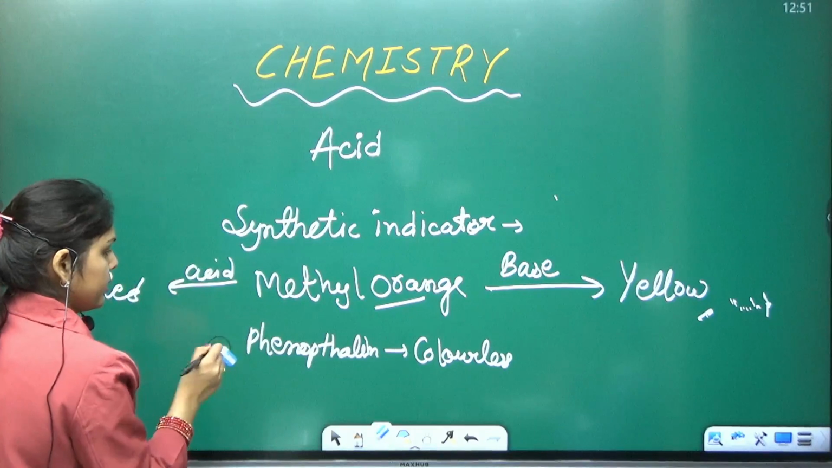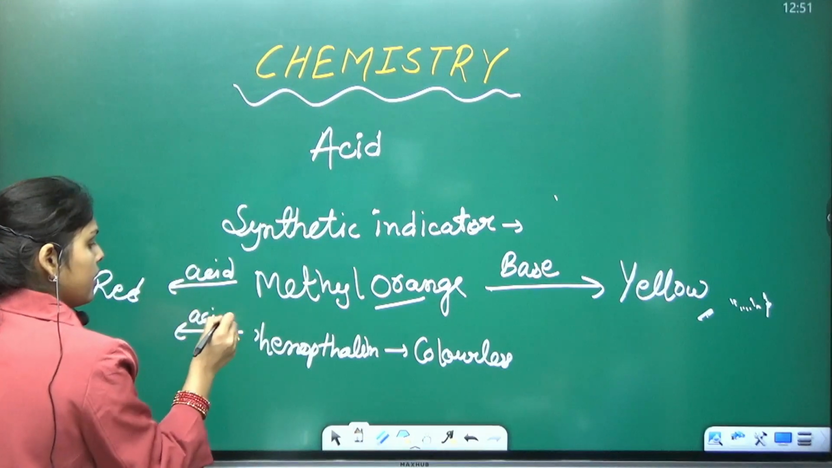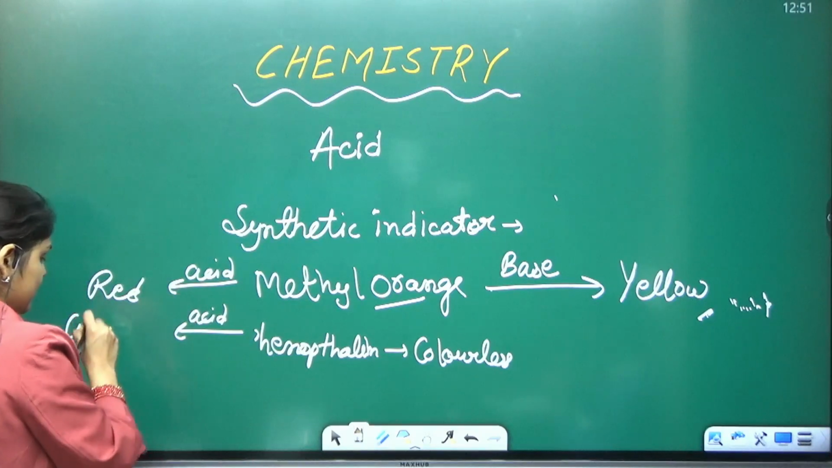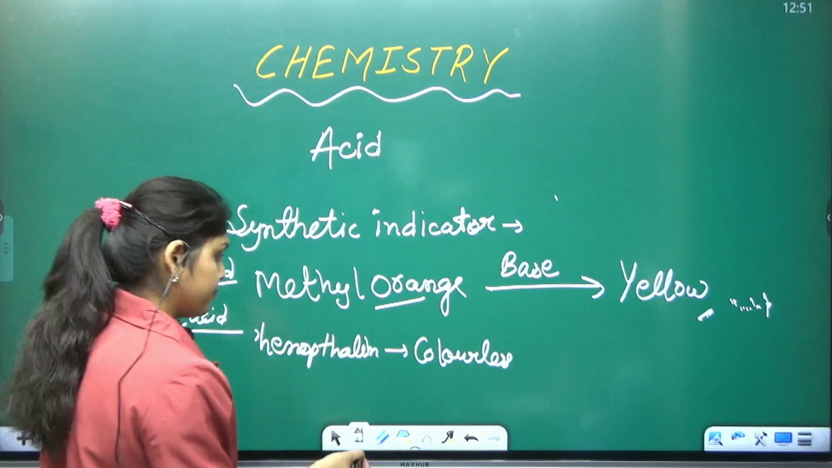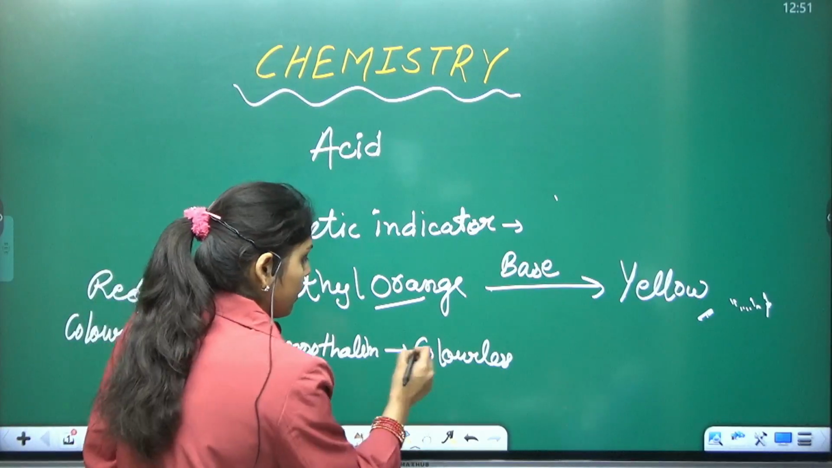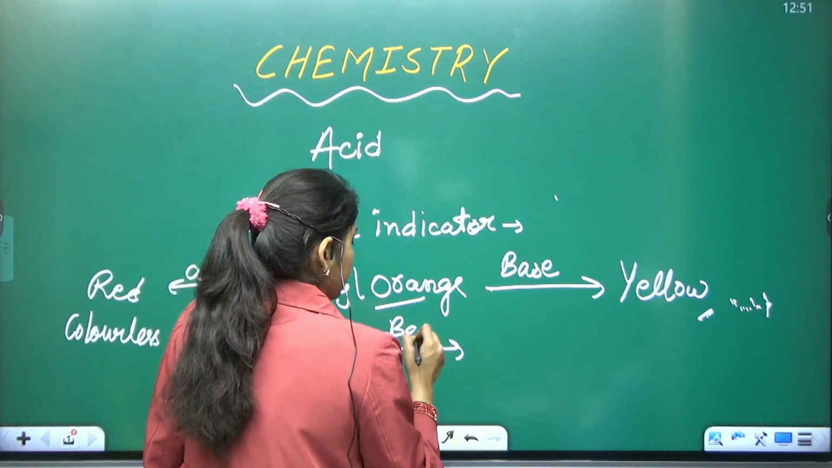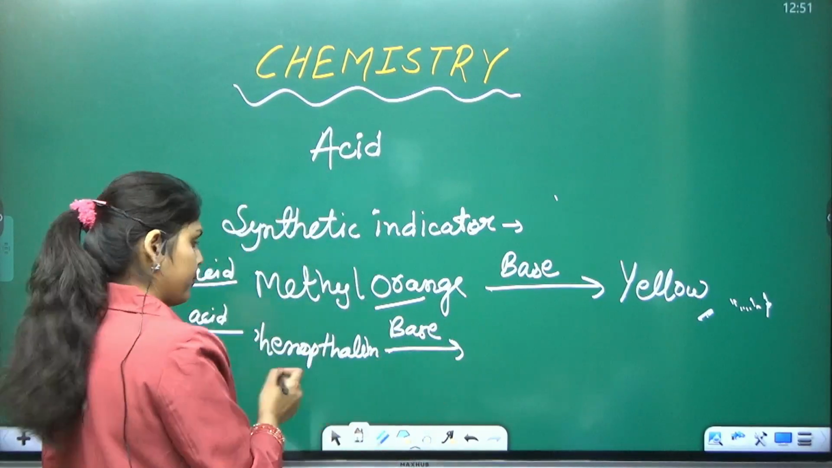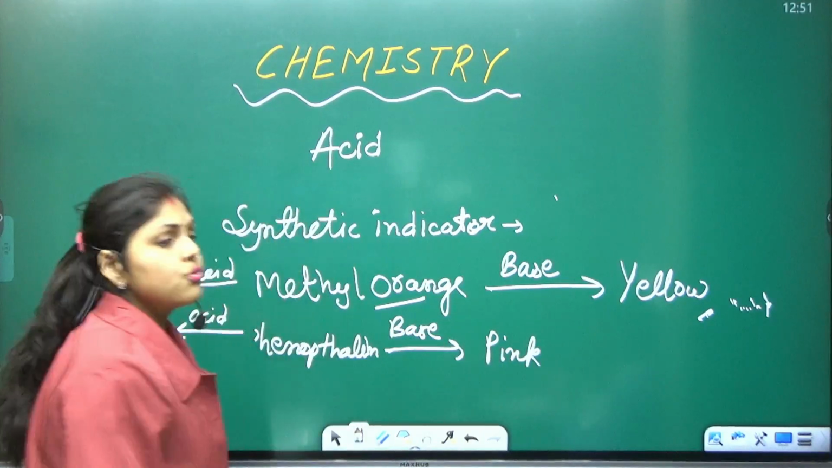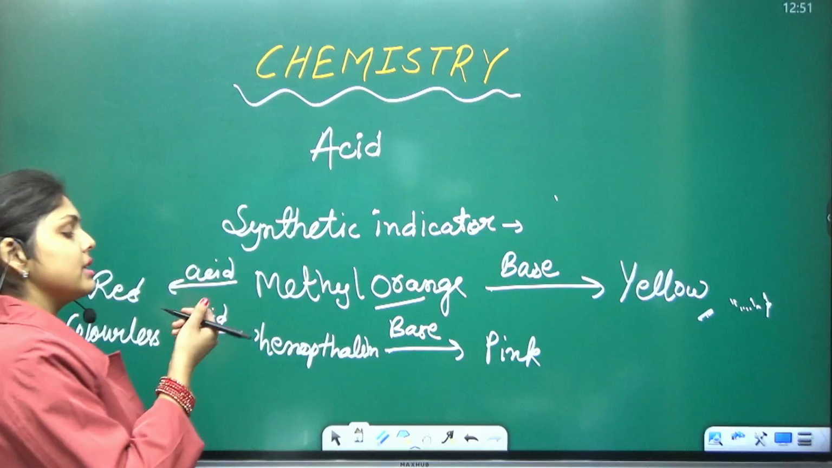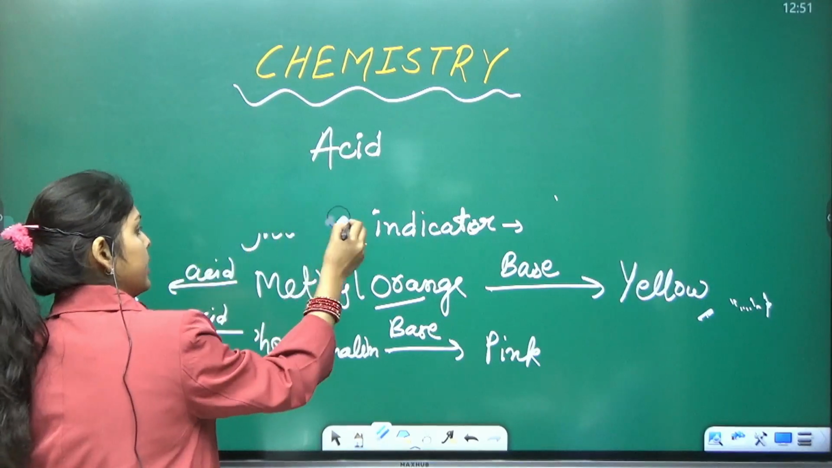Phenolphthalein, on adding acid, will remain colorless, and on adding base, it converts into pink color. Here is one more artificial or synthetic indicator, the universal indicator.